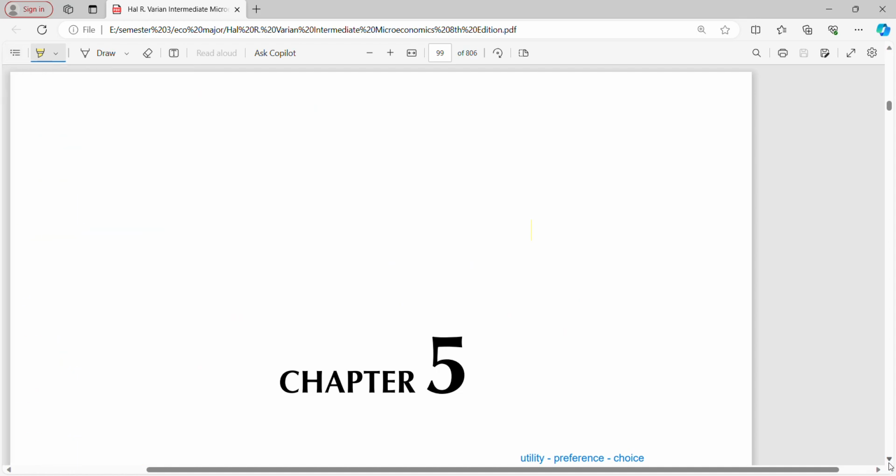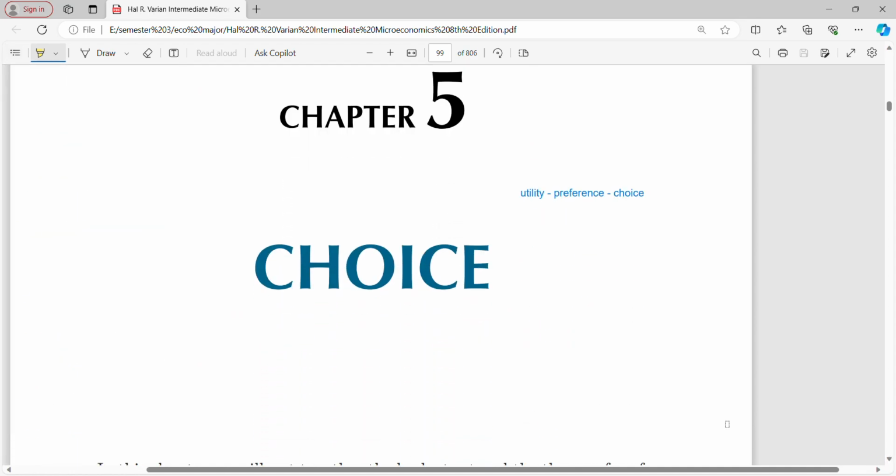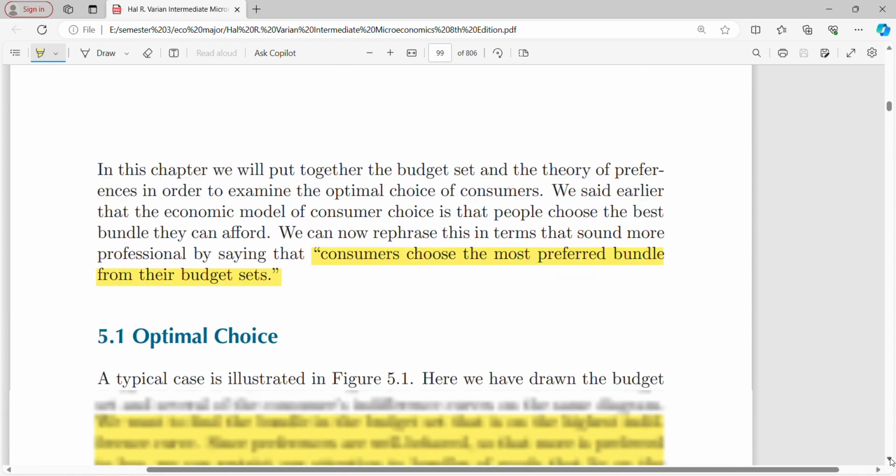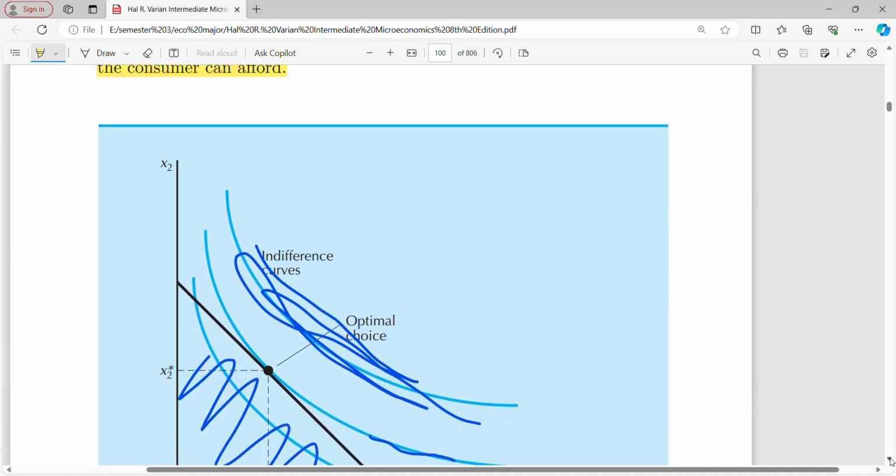So as we said in the previous classes, the more utils from a commodity, the more we'll prefer it. So there will be a list of preferences and we'll choose one from that. Utility, preference, choice. Okay, so the first section, 5.1, deals with optimal choice. We'll be finding the optimal bundle from a diagram.